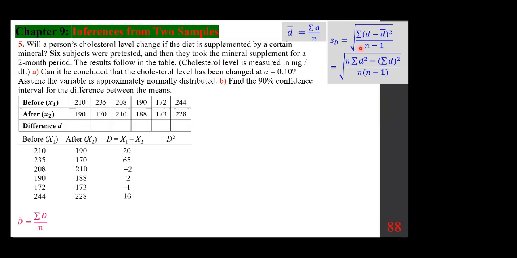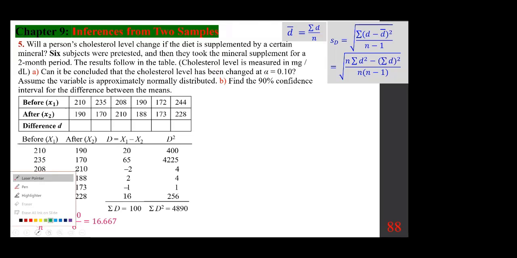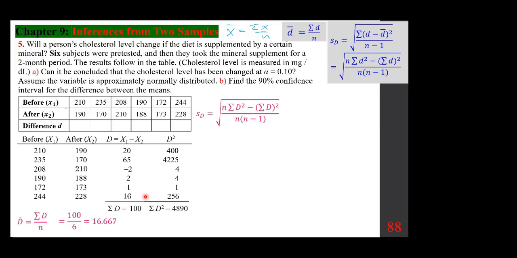In essence, your data is changed to those numbers. After you're done here, this is the data that you're working on. That's all there is to it. Summation gives you 100, square them, add them up, gives you summation of d squared. So we find d bar. This is the same as x bar, which we had, which was summation of x over n. X bar, just as an example to remind you, that's the same thing, working on the difference. Let's calculate the standard deviation using this formula.